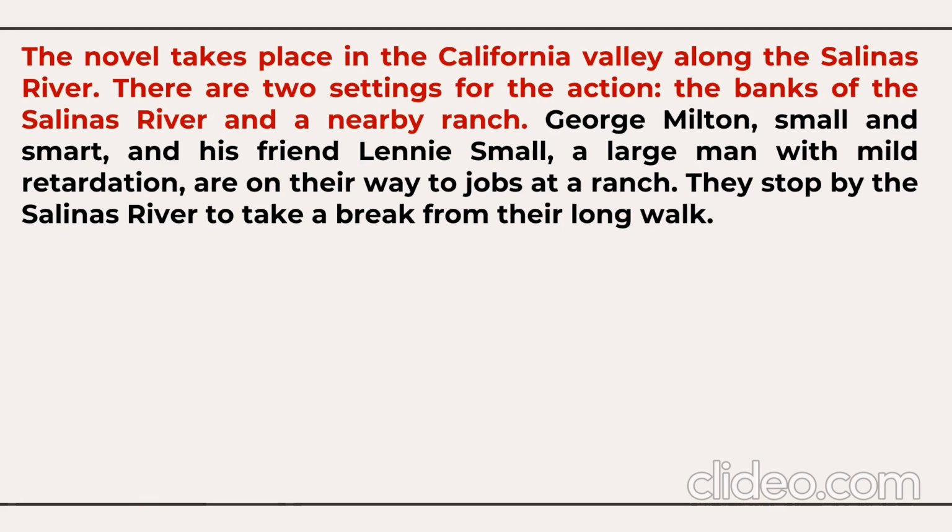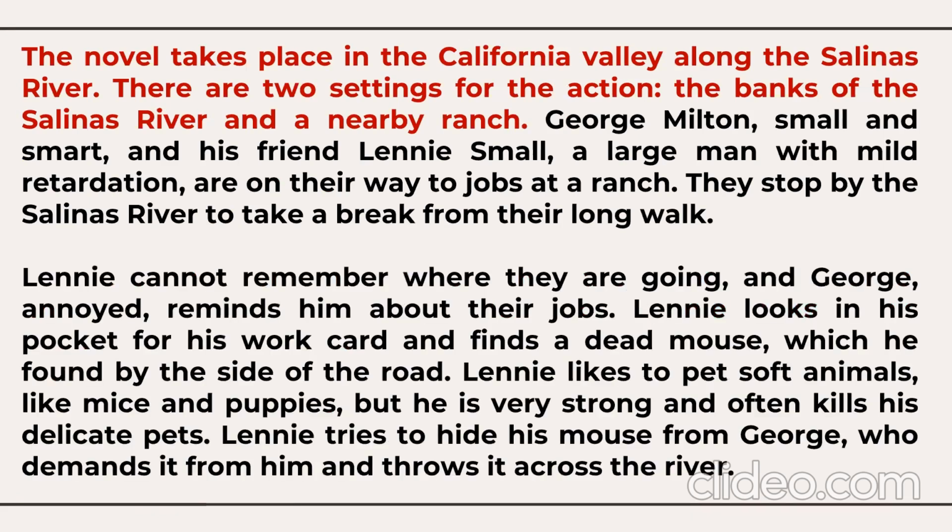George Milton, small and smart, and his friend Lenny Small, a large man with mild retardation, are on their way to a job at a ranch. They stop by the Salinas River to take a break from their long walk. Lenny cannot remember where they are going, and George, annoyed, reminds him about their jobs.